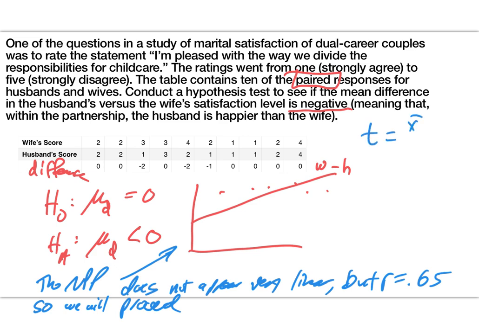T equals x bar minus mu sub d over s sub d over the square root of n. I go back to StatBlue and I do a one sample t-test with my differences: 0, 0, -2, 0, -2, -1, 0, 0, 0. Calculate.